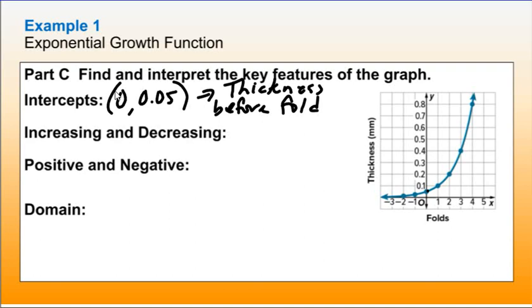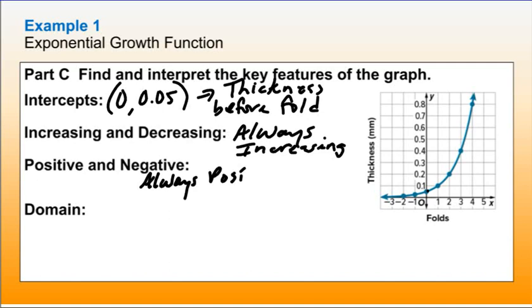Increasing and decreasing. Well, for an exponential growth, this is always increasing. And you always read from left to right. So from left to right, it's always increasing. Positive, negative, it's always above the x-axis. So this is always positive. The domain, we said before that the domain is all real numbers.